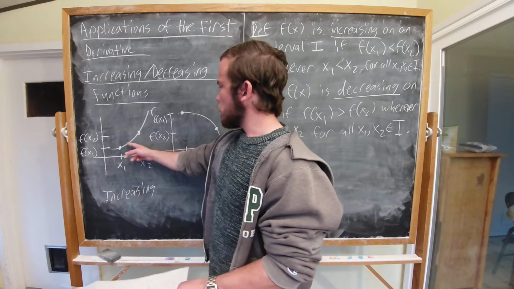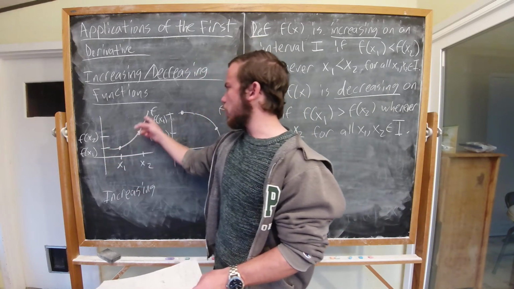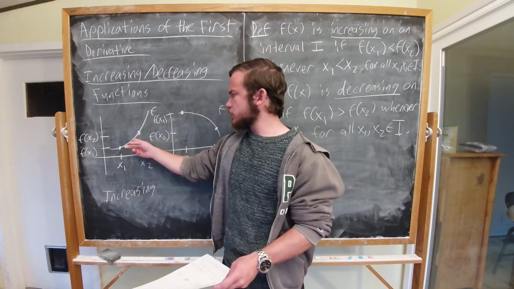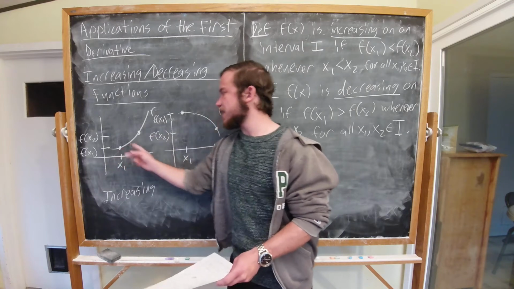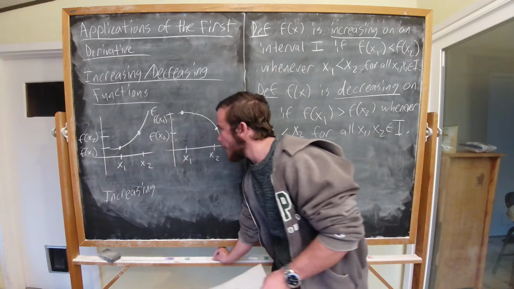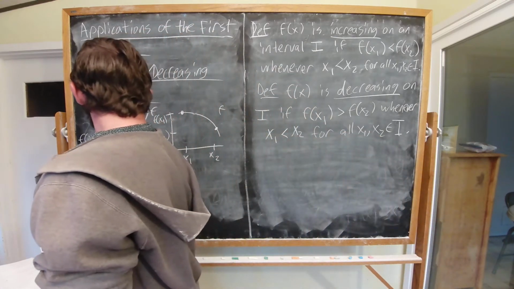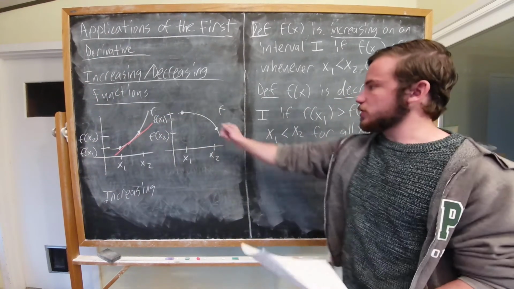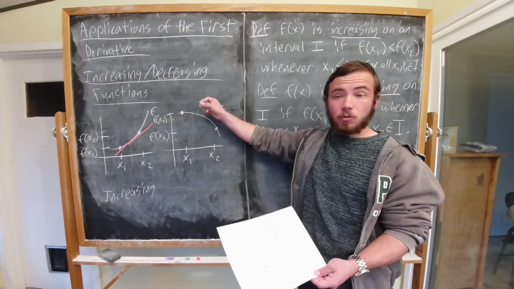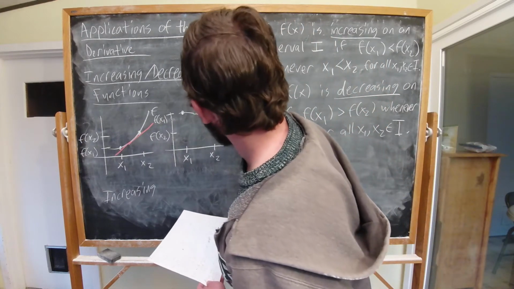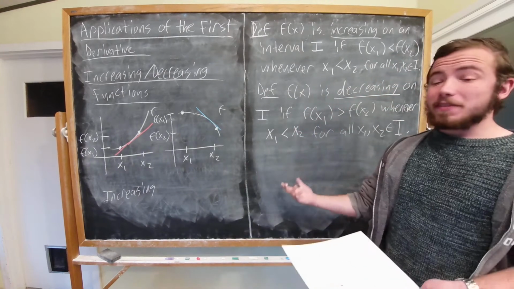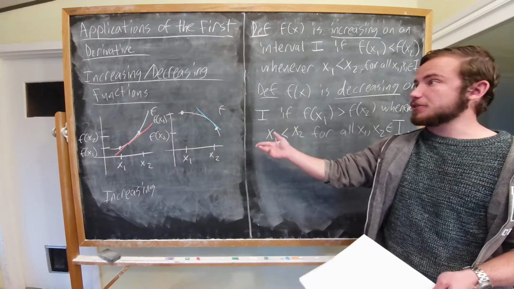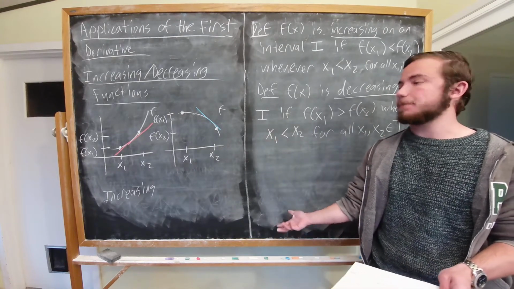Let's look at what the derivative would be along these two curves. This function is going up and corresponds to tangent lines with positive slope. This function is going down and it's corresponding to tangent lines with negative slope. So the exact theorem that you would want to be true is the sign of the derivative tells us whether a function is going up or down.